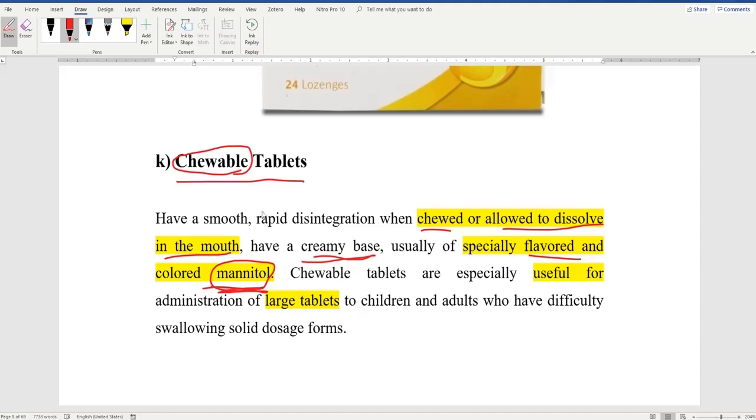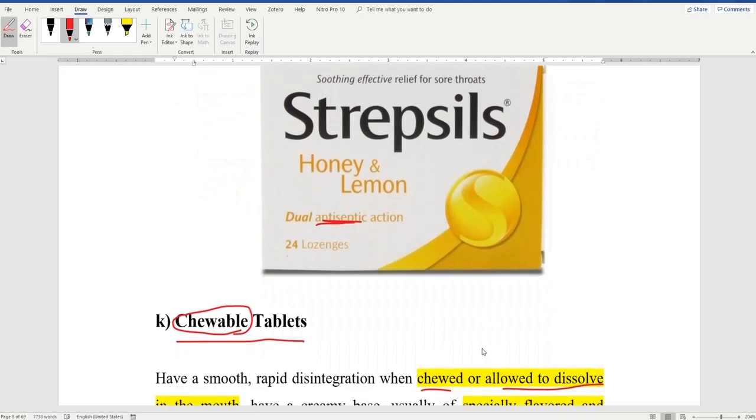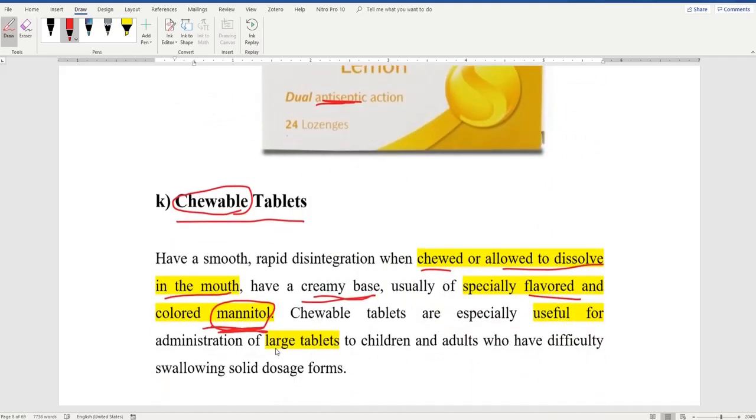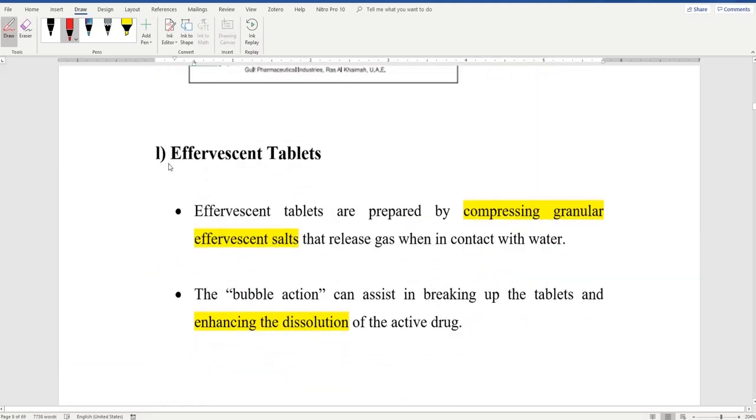طبعا, because chewable tablets are usually large, the same as in the case of strepsils, you cannot swallow it. But what you can do, you can chew it, as I said. And because you can chew it, it's suitable for children and adults who have difficulty swallowing other solid dosage forms. The other type of tablets, اللي هو الإفارفسن tablets.